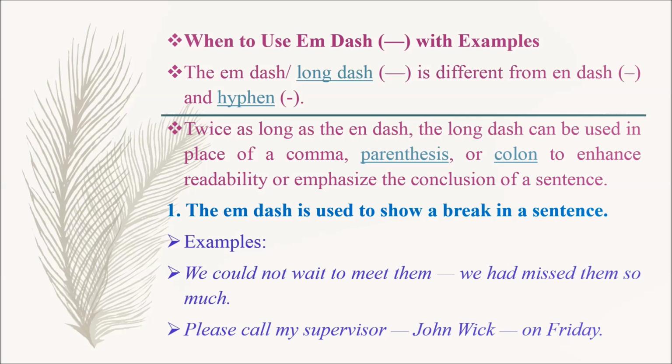Now, let's see the first usage. The em dash is used to show a break in a sentence. Example sentences are: we could not wait to meet them. We had missed them so much. Please call my supervisor, John Wick, on Friday.